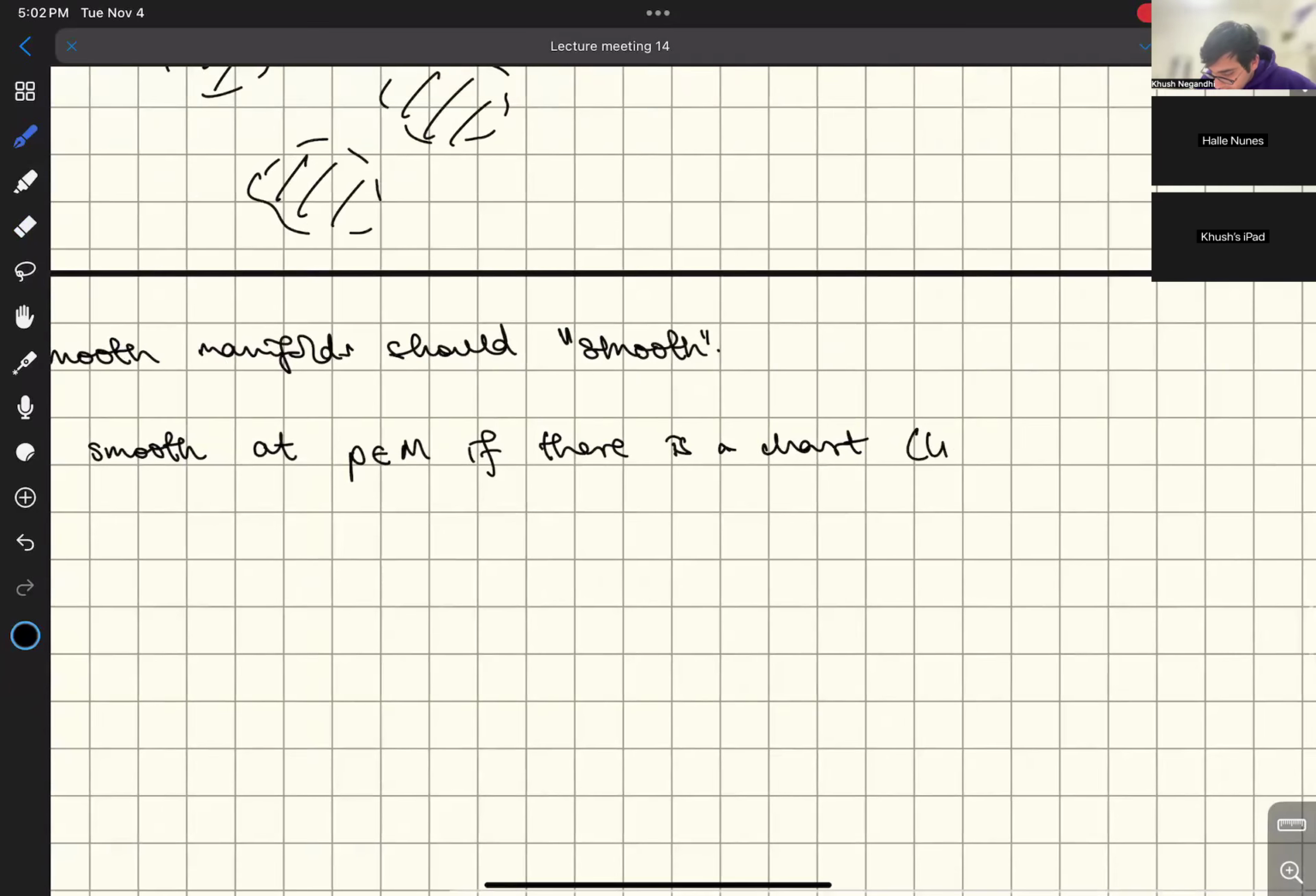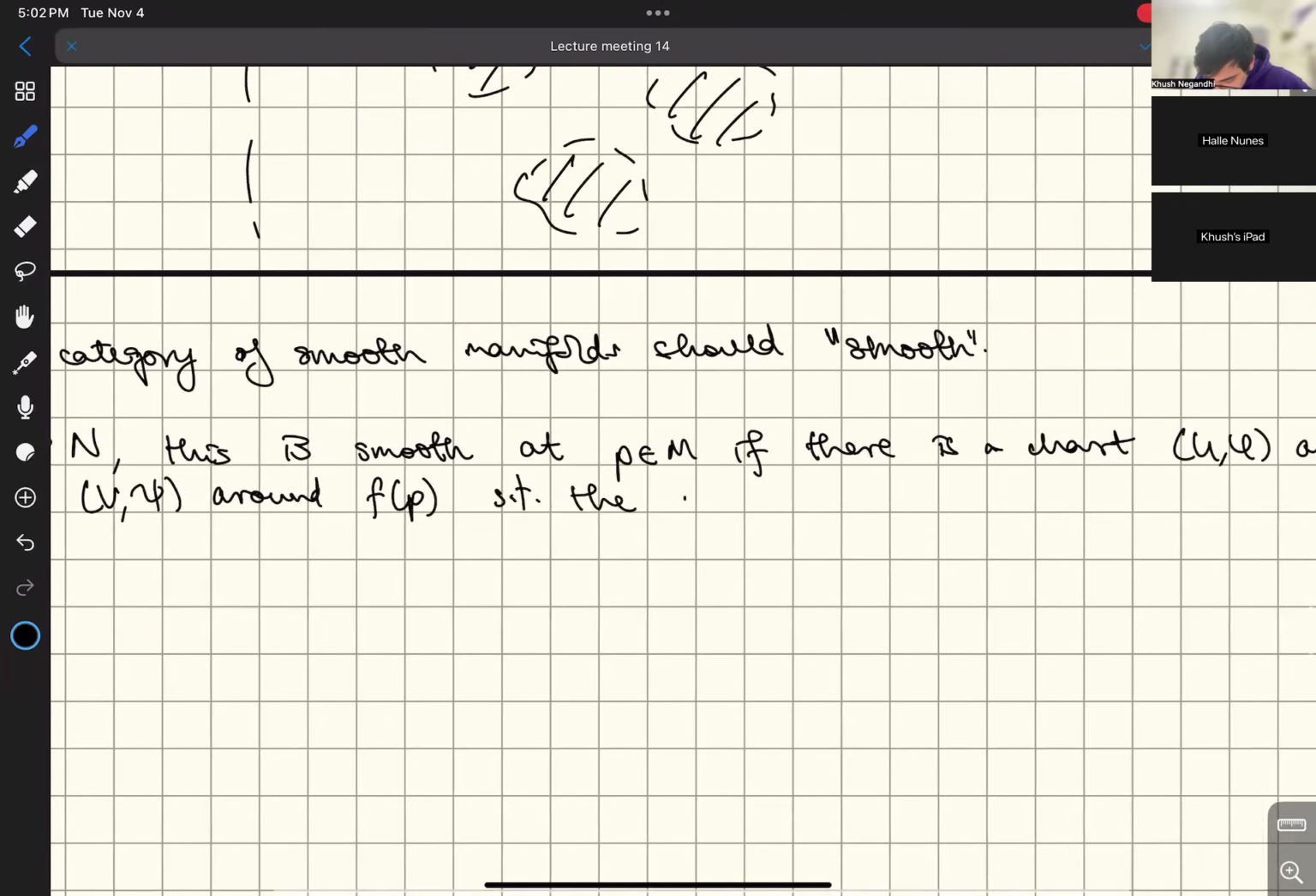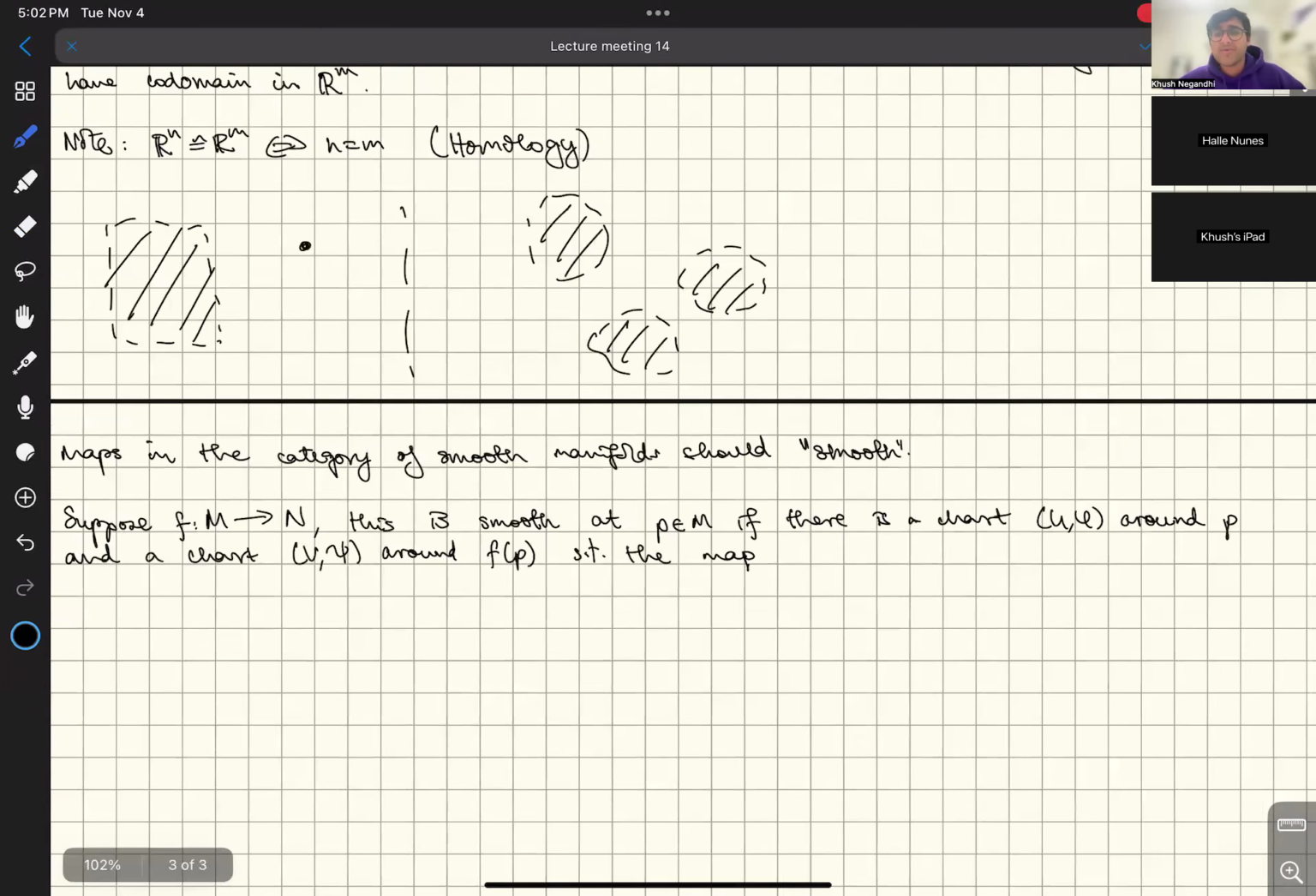There's a chart (U, phi) around P, and a chart (V, psi) around F of P, such that the map... So okay, when we talked about transition maps, we imposed that transition maps should be smooth.